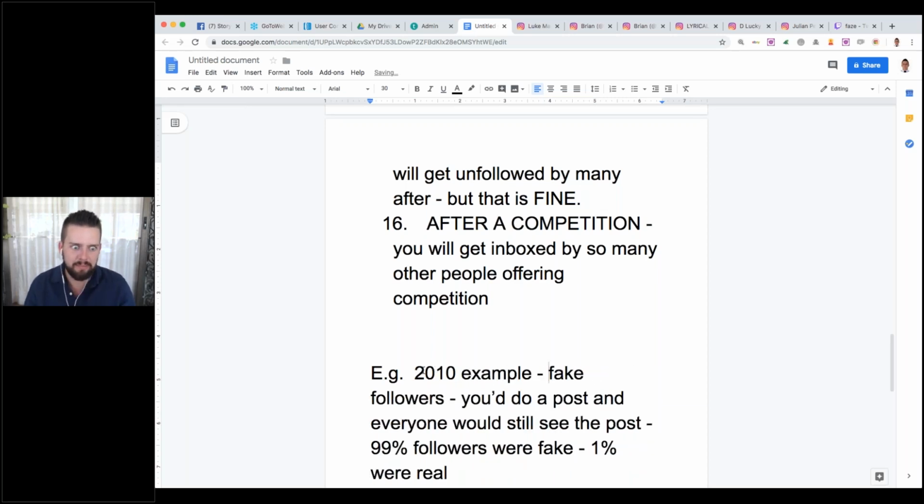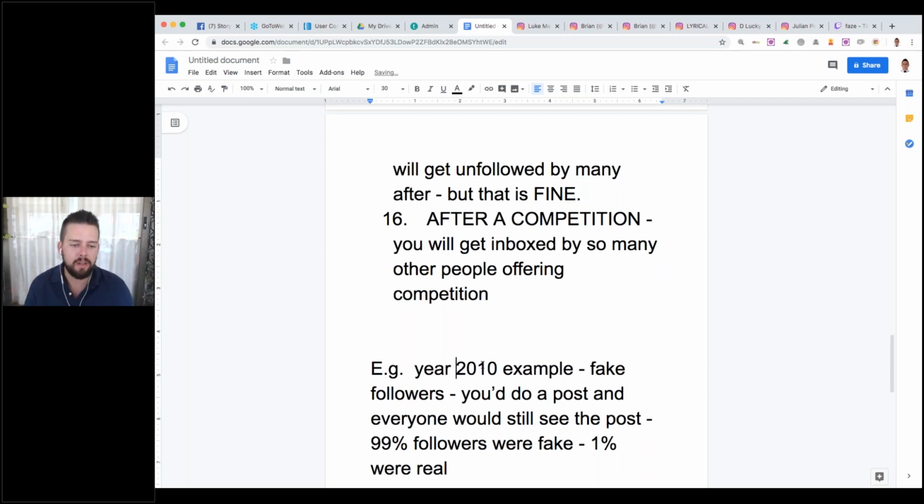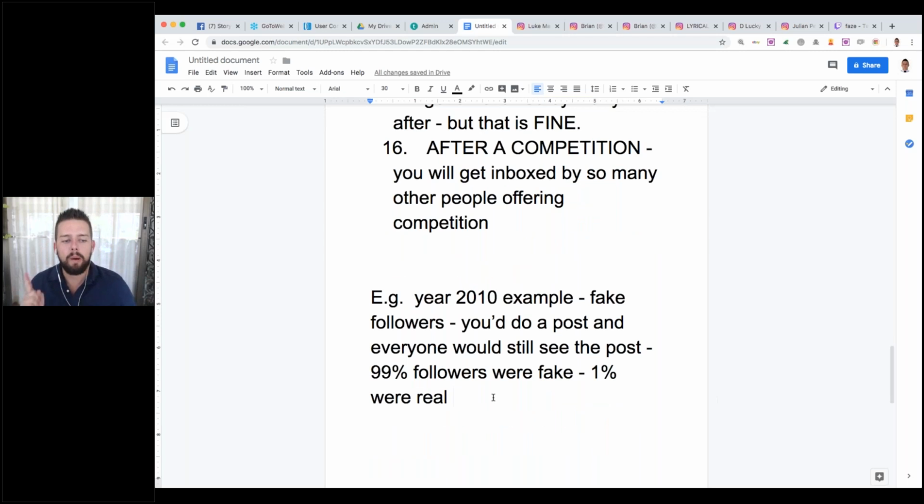All right, just to make sure people know there's a difference between what I'm saying here, but it's kind of the same outcome that I'm trying to discuss with you guys here. 1% were real. Back then, Facebook didn't limit your reach. Facebook would say, okay, everyone can see that.